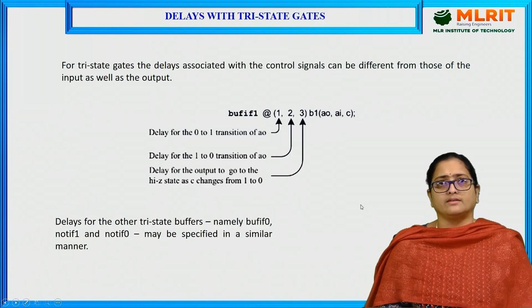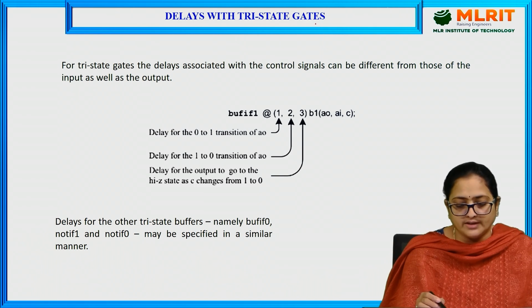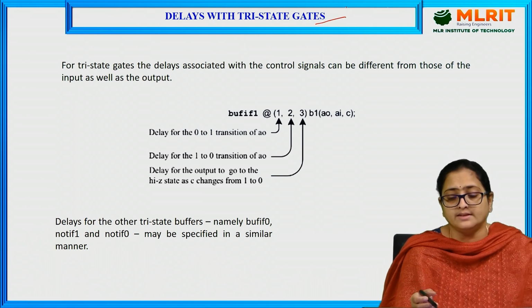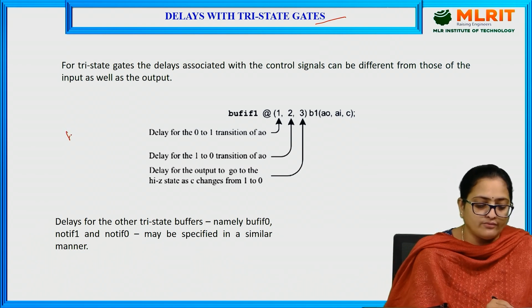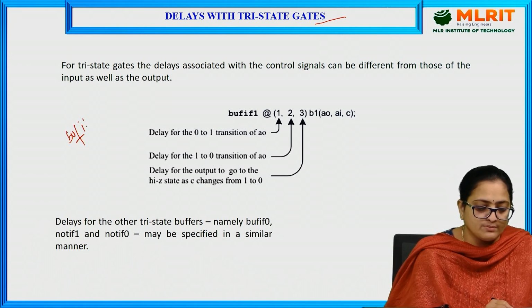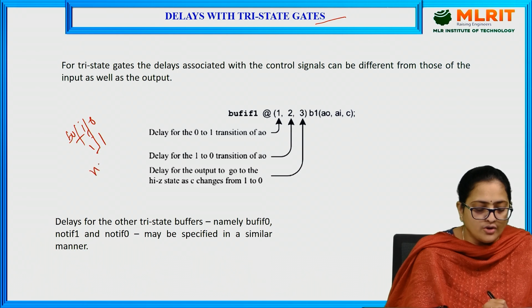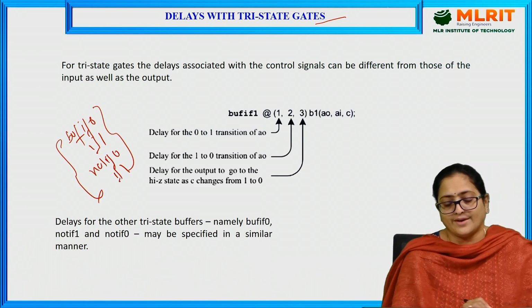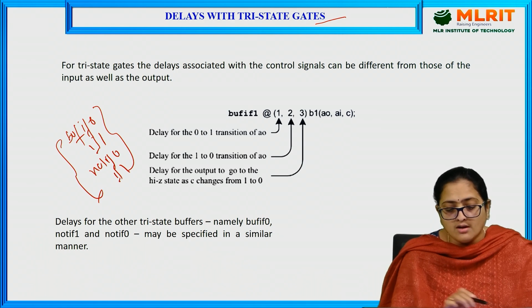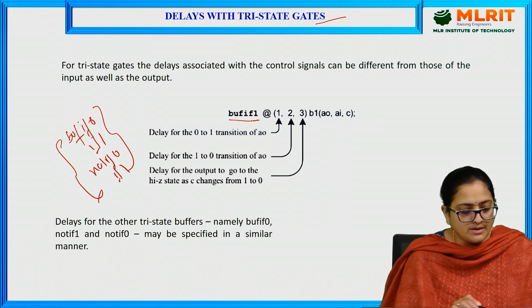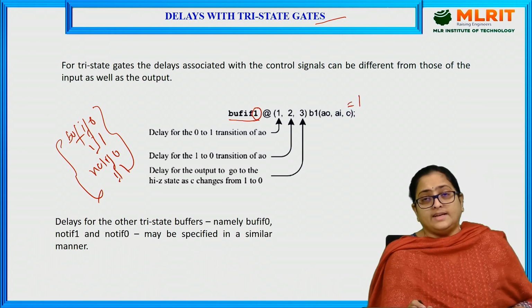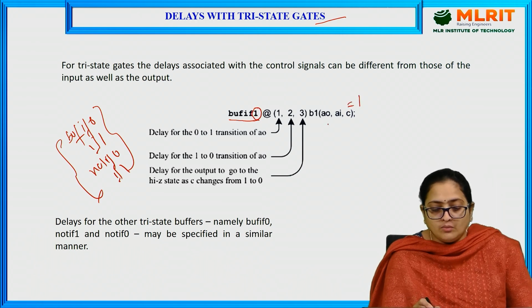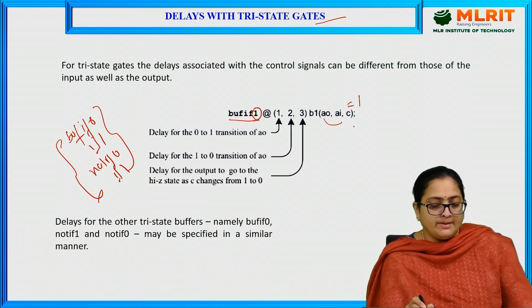And you can apply the other delay, which is delay with the tri-state gates. You know that we have 4 different types of tri-states, that is buf if 0, buf if 1, not if 0 and not if 1. These are the 4 different tri-state gates which are there in Verilog. But here, for example, I have taken a simple buf if 1, that is if the control pin is 1, then only whatever data is there here will be implemented at the output side.